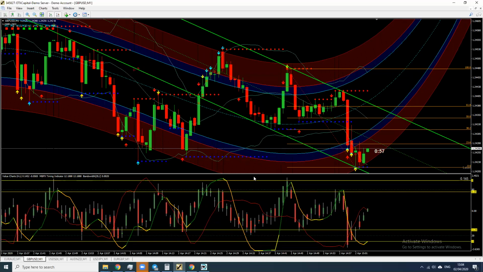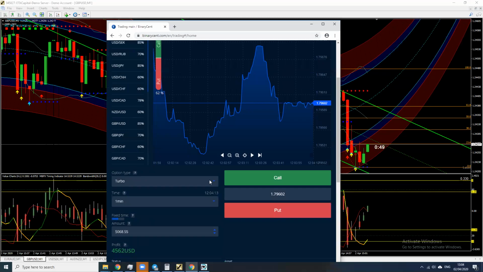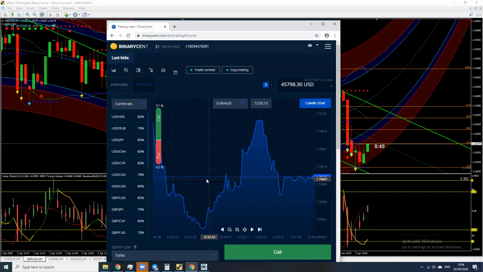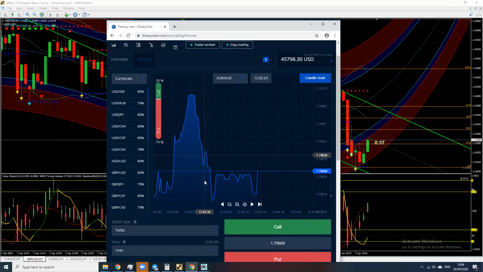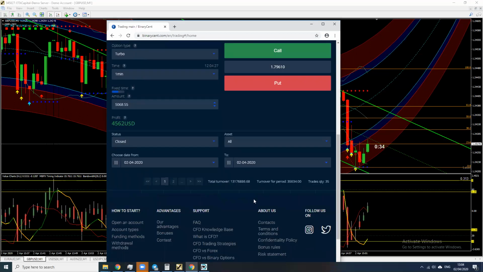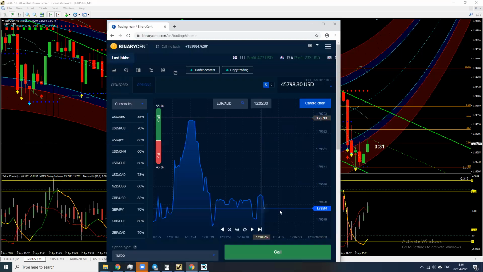And that's why IQ only accept Bitcoin, because the banks won't. If you want to try and fund your account with your credit card in Europe, the banks will reject it. They won't allow it. So what we have to do is go and buy Bitcoin and then transfer that over to our binary cent account.